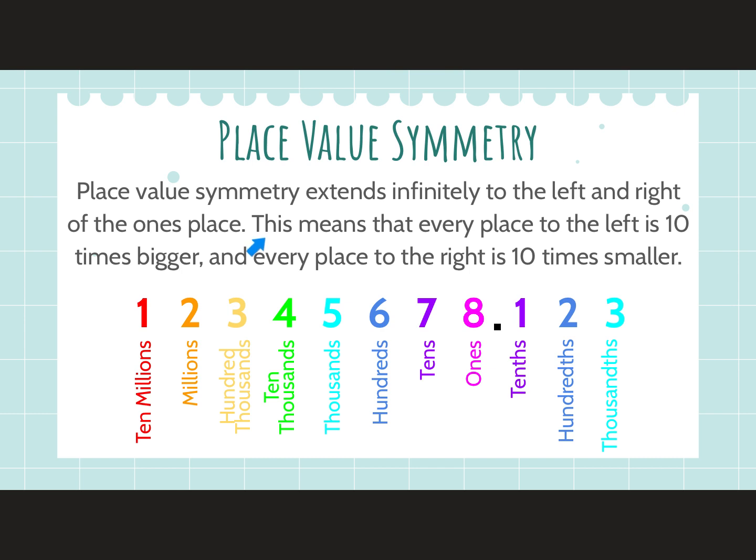When we talk about the place value system that we have, every place value to the left is 10 times bigger. So the tens is 10 times bigger than the ones, the hundreds is 10 times bigger than the tens, the thousands is 10 times bigger than the hundreds, and so on. And every place value to the right is 10 times smaller. So the tenths is 10 times smaller than the ones, which is 10 times smaller than the tens, and so on. And that continues throughout our place value system, no matter how large it gets.